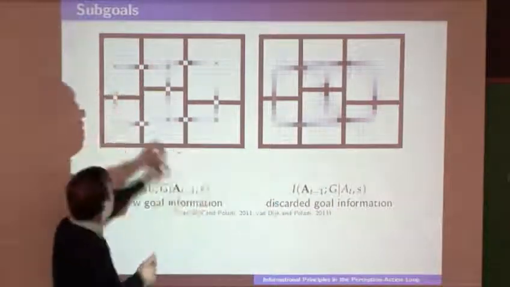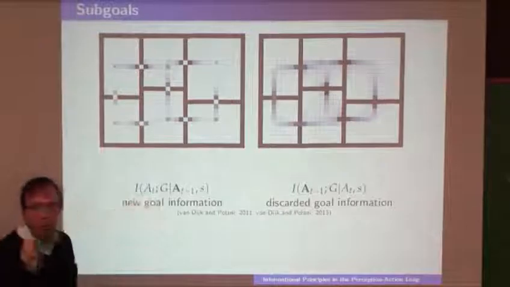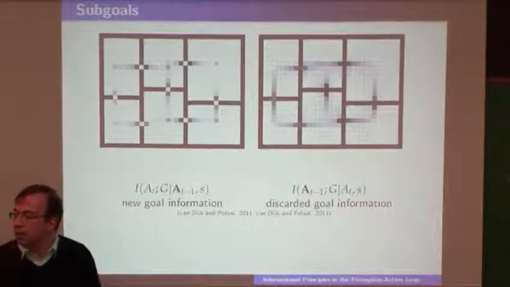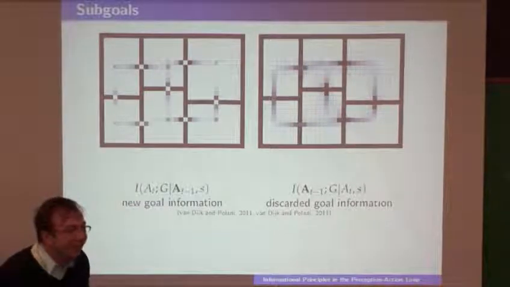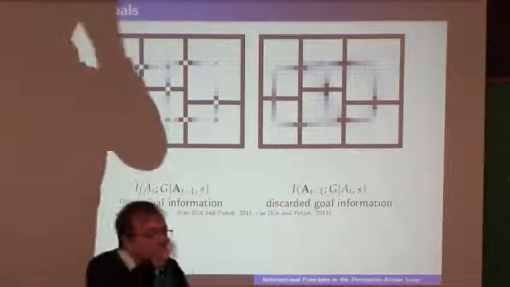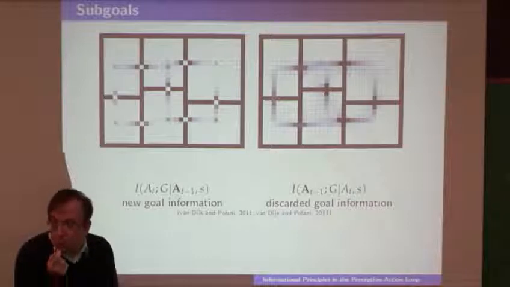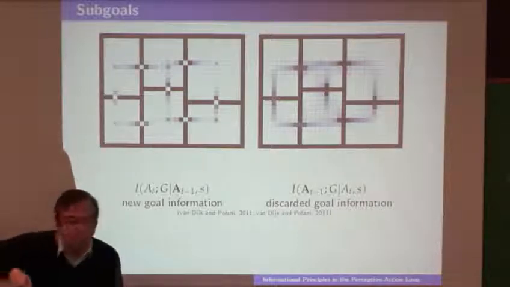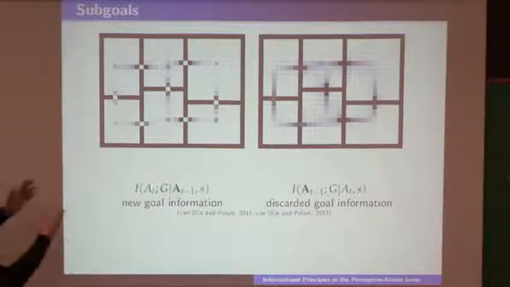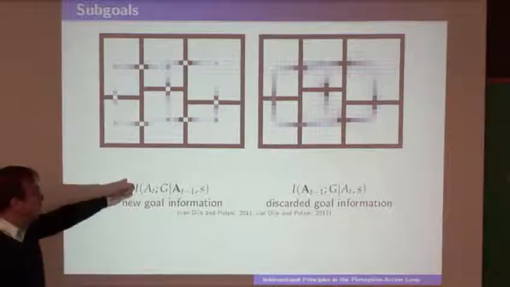So essentially, these dots tell you this is where you make new decisions. In other words, these are sub-goals. These are points you have to get to before you make your next decision. Very cool. You get that without having to impose sub-goals on the system. They emerge from the dynamics of the world together with the cognitive trade-offs.